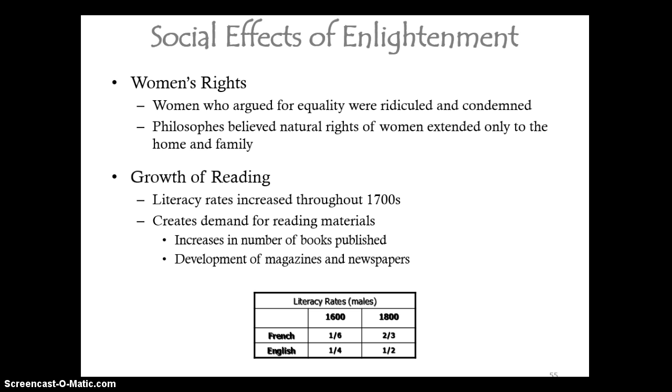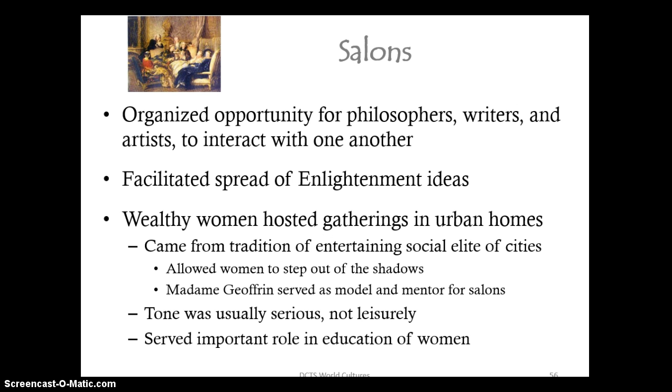And here is the literacy rate amongst males between a 200-year period, 1600 and 1800. As you can see, in France, one-sixth of the population actually knew how to read in 1600. Fast forward 200 years later, that number increases to two-thirds, or about 66%. Same kind of jump, a little bit less of a jump, for literacy rates for males in England over the 200-year span. It jumps from one-quarter to one-half, so about 25%, which still is not insignificant.